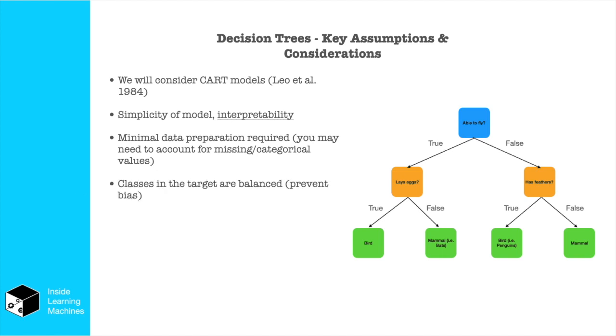Now, another thing to consider for the specific case where we are building a classification decision tree is that the training data being used consists of classes that are balanced. That ensures that we prevent bias from being introduced into the algorithm. If we do train a decision tree on unbalanced training data, that can introduce bias. So that is one point to be concerned with.